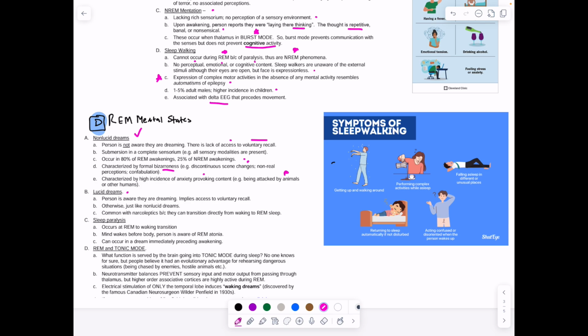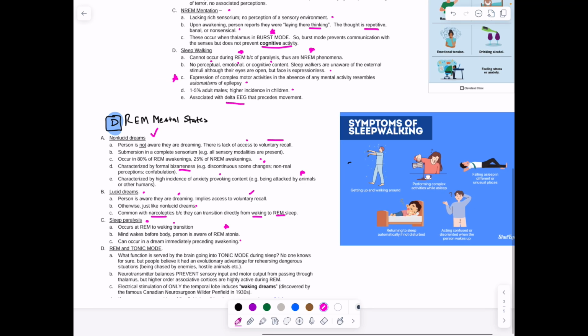And then lucid dreams, the person is aware they're dreaming, which implies access to voluntary recall. Otherwise, just like non-lucid dreams, it's common with narcoleptics because they can transition directly from waking to REM sleep. And then sleep paralysis occurs at the REM to waking transition. The mind wakes before the body, and the person is aware of REM atonia. It can occur in a dream immediately preceding awakening.